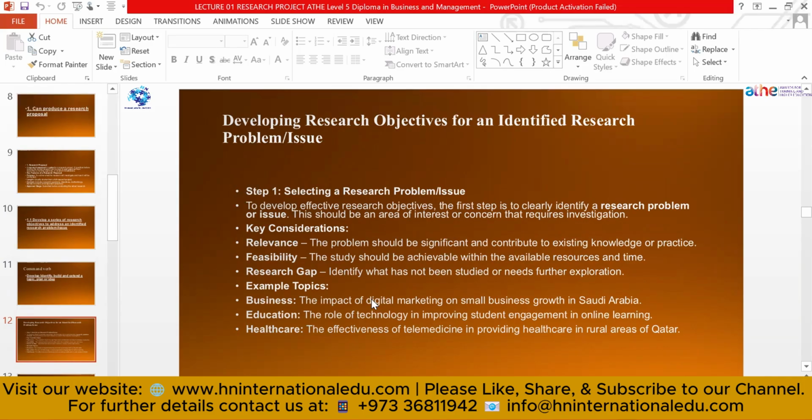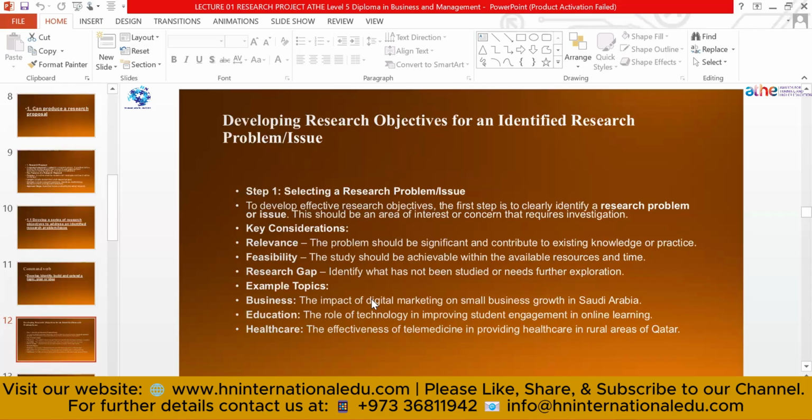Research gap. Identify what has been studied or needs further exploration. The question is the research gap, that is why you are doing it. What were the things which you feel weren't present in your base paper? When you conduct your research proposal, definitely you are going to take help from a paper which was already published on the internet. So you're going to take help from it.